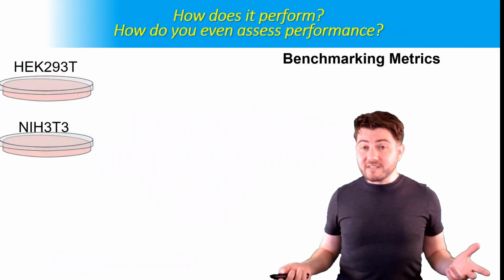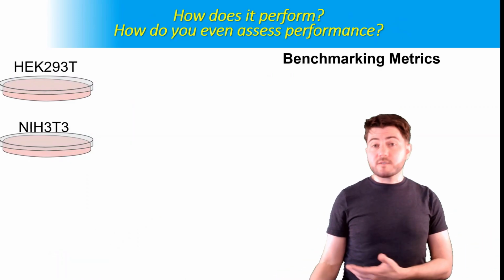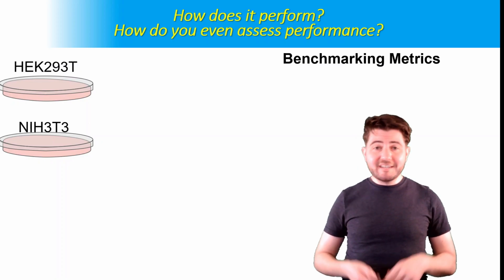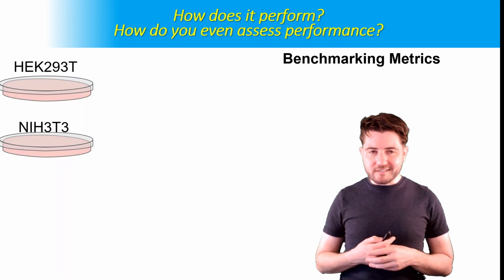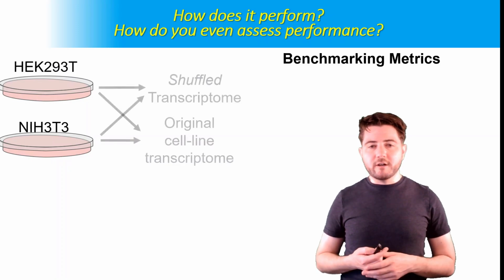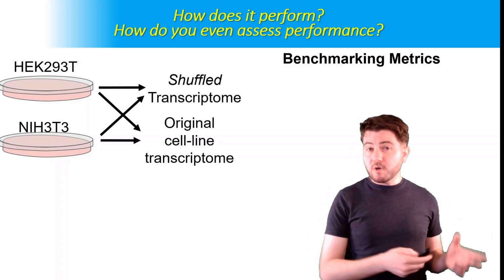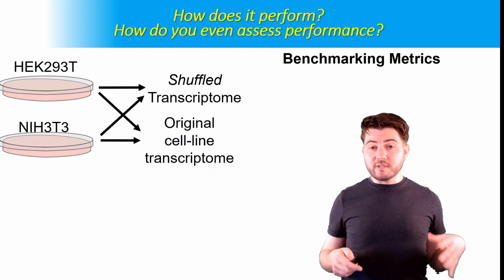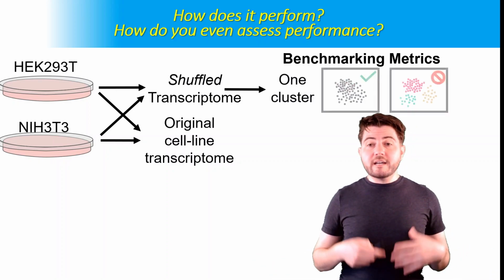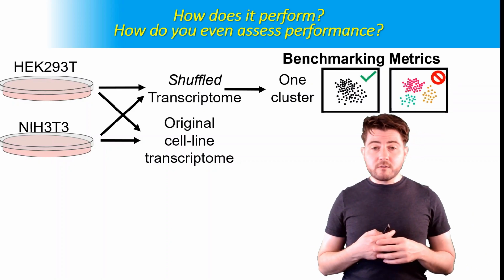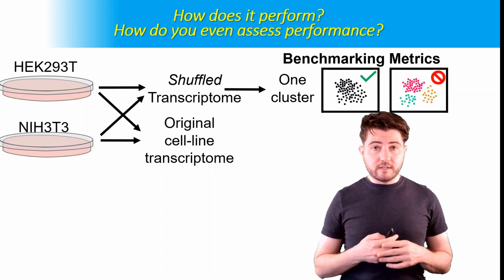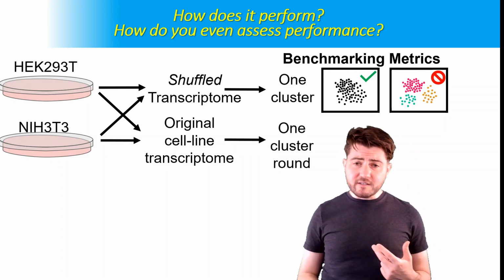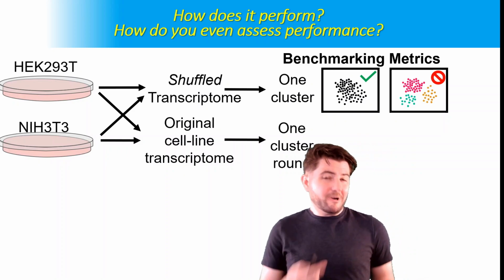So how do we assess performance of this new cluster validation algorithm? Well, a simple start is using the simplistic data sets that we have, like cell lines, where we can use the shuffled transcriptome, but we know for sure there is absolutely no structure. The answer there should always be 1 cluster. And on the other hand, we can use the original cell line transcriptomes. And what we can guess here is that there should really only be 1 round of clustering.